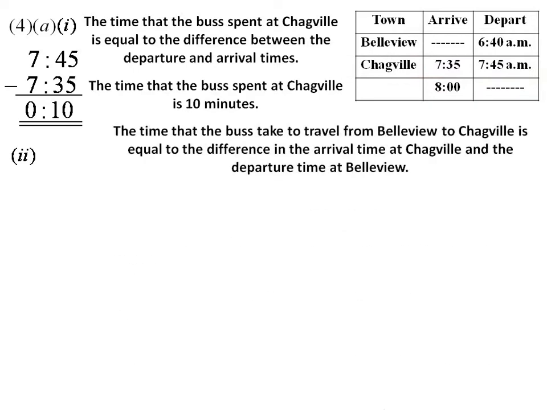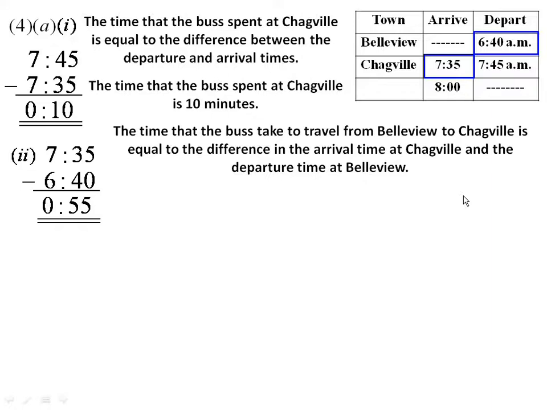The time that the bus takes to travel from Bellevue to Chagville is equal to the difference in the arrival time at Chagville and the departure time at Bellevue. So the time that it takes to arrive at Chagville is the difference between the time that it takes to depart from this one and the time that it takes to arrive right here. Find that difference. And of course, no problem, we just do 7:35 minus 6:40, 55 minutes.